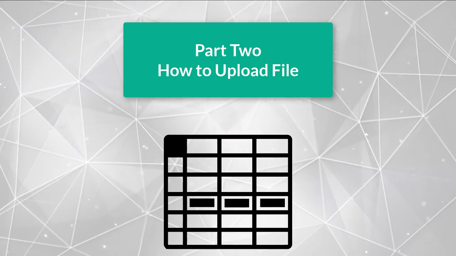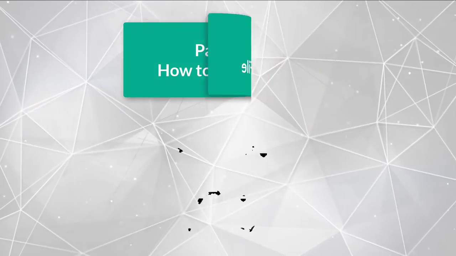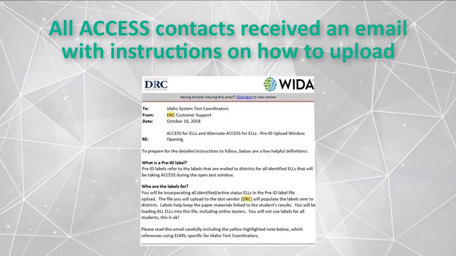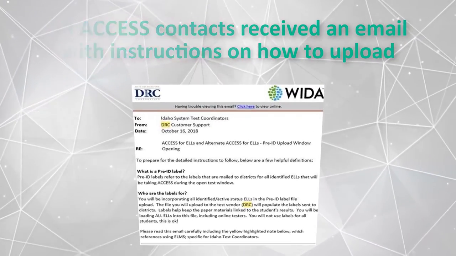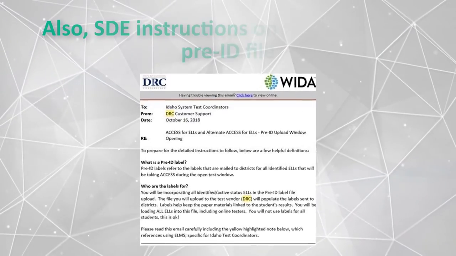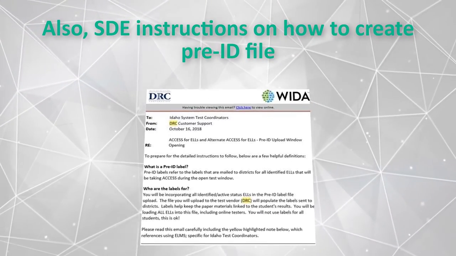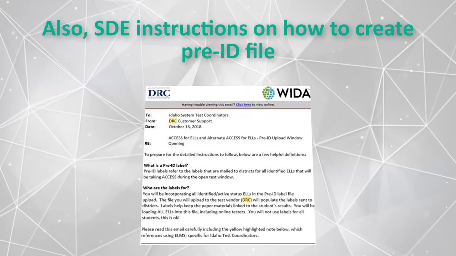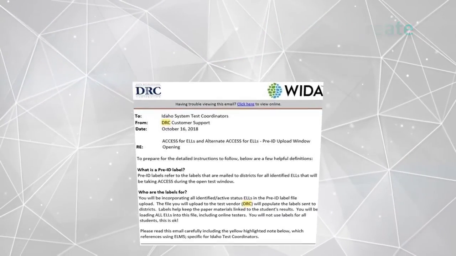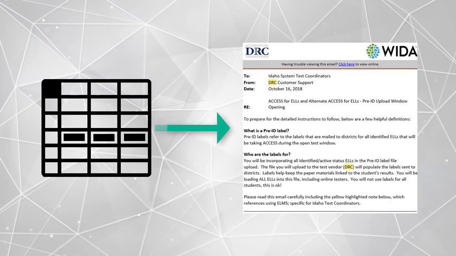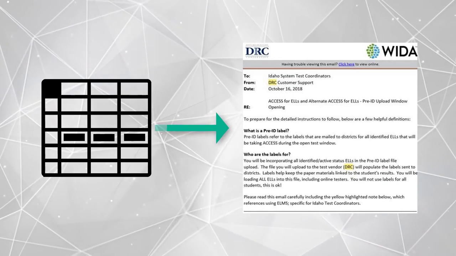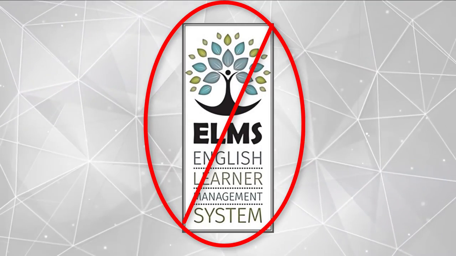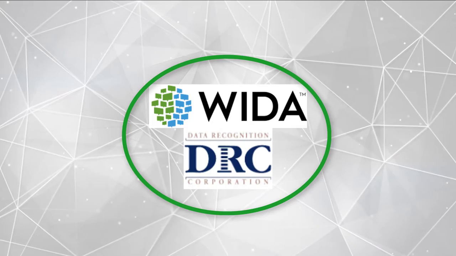To complete the circle and directions and steps regarding your pre-ID file upload to DRC, we wanted to highlight that all Access 2.0 contacts received an email from DRC with explicit instructions on how to upload the pre-ID file. This also embedded in it were our instructions on how to export the Access file that we're referring to for pre-ID purposes from ELMS. So once you have your file ready and exported from ELMS, you'll need to follow the rest of the directions that were emailed to you, sent by DRC, to complete the pre-ID file upload. You don't upload it back to ELMS in any format. It does need to be received by our test vendor, DRC.